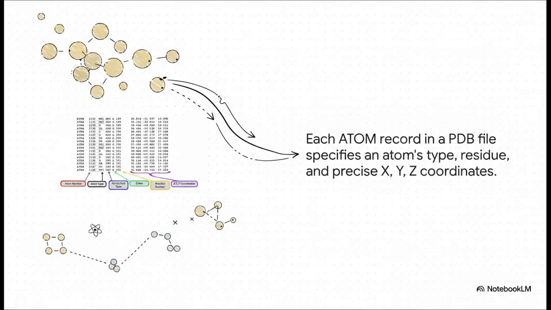The heart of a PDB file is the atom record. Each one of these lines represents a single atom in 3D space. It tells you the atom number, what kind of atom it is, like a carbon alpha or an oxygen, which amino acid it belongs to, and finally, its exact X, Y, and Z coordinates. A single file can have thousands and thousands of these lines. And when you plot them all, you reconstruct the molecule's beautiful, intricate 3D shape. This is the kind of atomic-level detail that makes things like drug design and protein engineering possible.